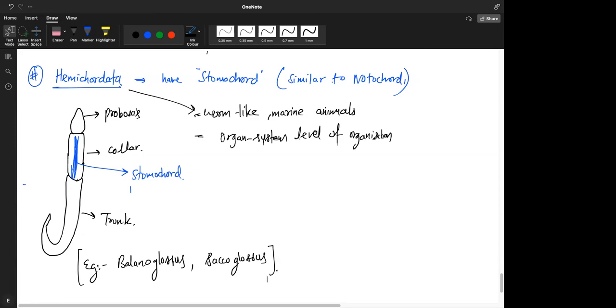So all the chordates together, fish, amphibians, reptiles, birds, and mammals, even if you combine all of them together under the phylum Chordata, they will not be able to match the numbers.